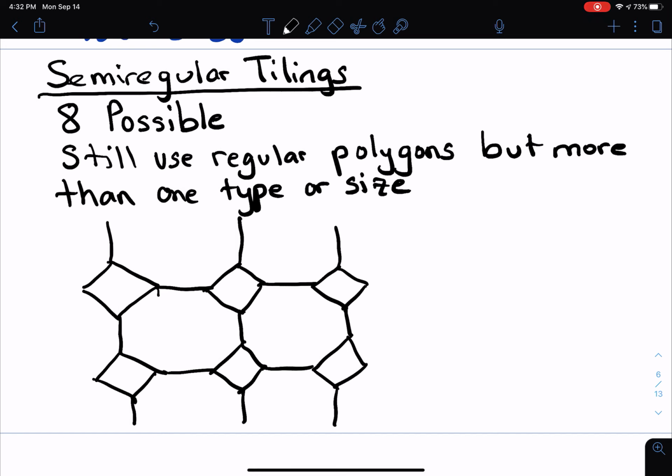Actually, I've seen tile floors like that before. I want to say it was in a restaurant or maybe in a bathroom somewhere, but I've seen the octagons and squares together like that. Usually it's white octagons and black squares, although the white is usually more of a gray and dirty, but whatever. So this is a possibility. This one uses an octagon and a square, and that's a regular octagon.